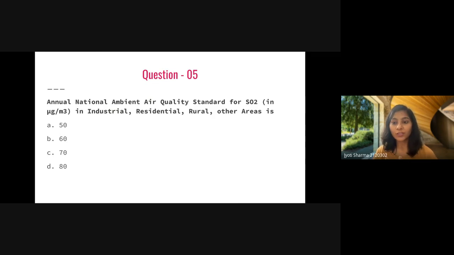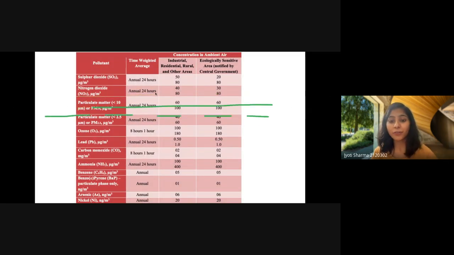Okay, now the question is based on the table that I have already shown you. What is the annual National Ambient Air Quality Standard for sulfur dioxide in microgram per meter cube in industrial, residential, rural, and other areas? If you are preparing for the NET exam in environmental science, this table is very important for you, because one or two questions will mostly come from this table, since we should know the threshold values.